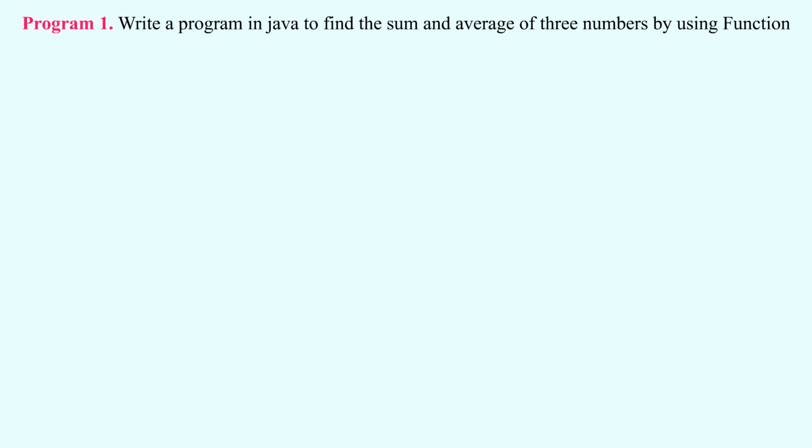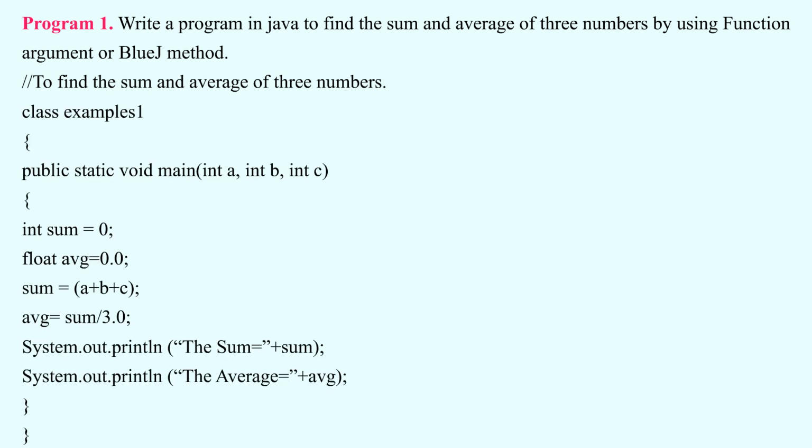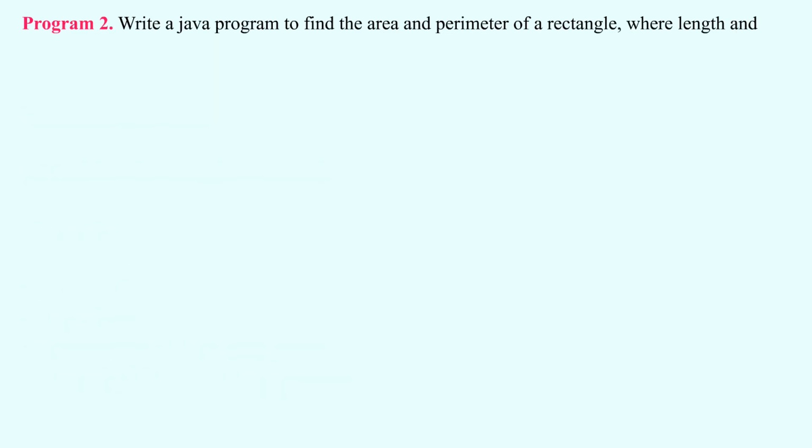Solved programs. Program 1. Write a program in Java to find the sum and average of three numbers by using function argument or BlueJ method. To find the sum and average of three numbers. Class example 1. Program 2. Write a Java program to find the area and perimeter of a rectangle where length and breadth are input. To find the area and perimeter of a rectangle.